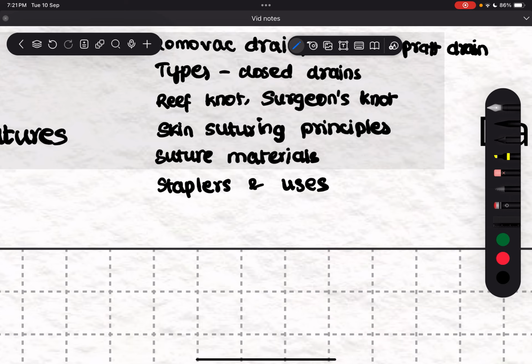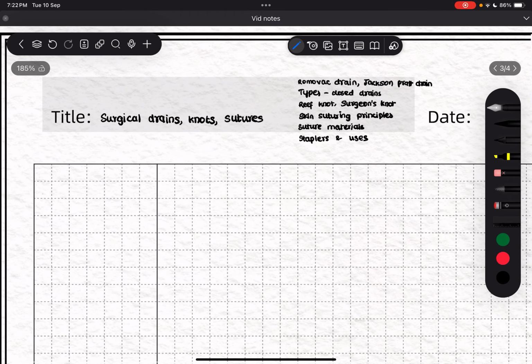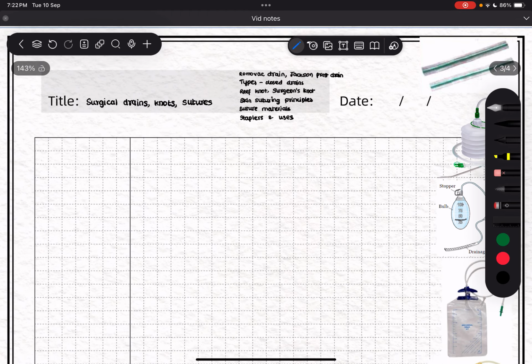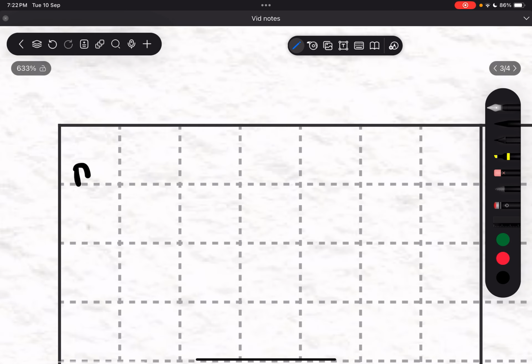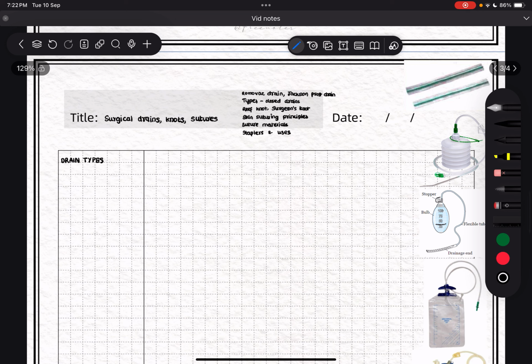Now, let us enter into the drains and the knots. Starting with the drains, knots, and sutures, let us begin with drain types. Once a particular surgery gets over for a patient, they will be connected with tubes and drains so that any pus or excess fluid or collections get out of the system through the drains.